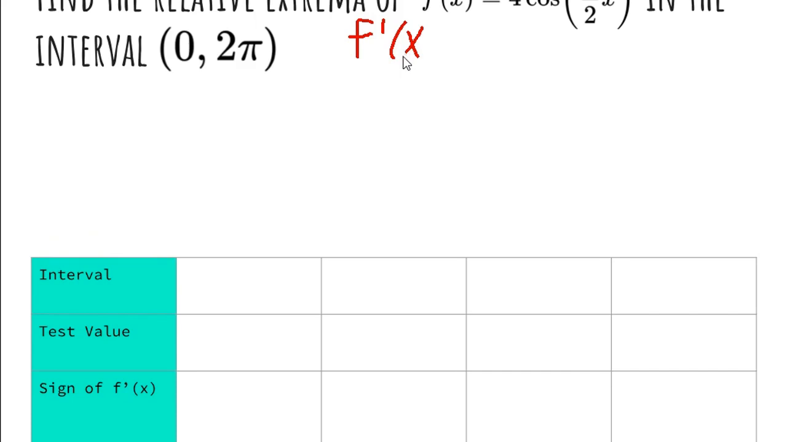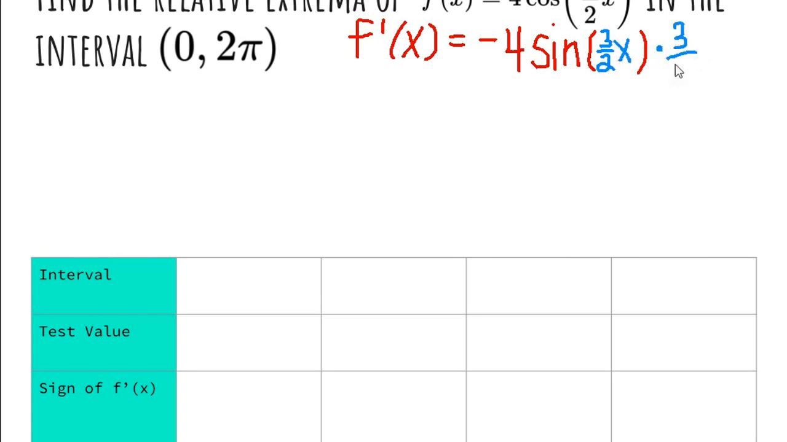The derivative of cosine is negative sine, so I'm going to write that as negative 4 sine. But notice inside my function, that's not x. That's 3/2 x. So I have to apply the chain rule. The derivative of 3/2 x is 3/2. So negative 4 times 3/2 is negative 6. I get negative 6 sine of 3/2 x.